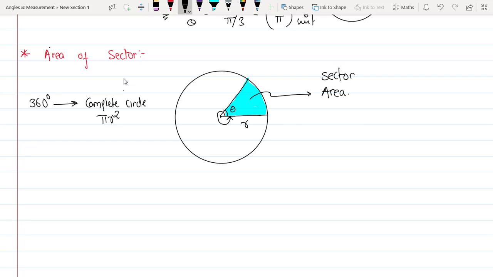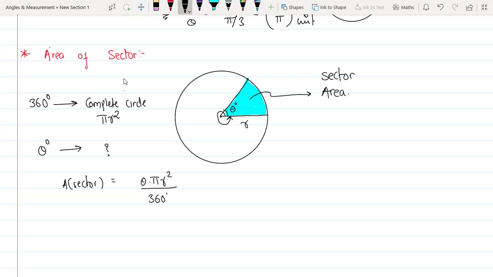Yes or no? Yes. Now if I have theta degrees, for 360 degrees the complete circle is pi r square. Then for theta degrees, how much will it be? Let's find out. So this is nothing but the area of the sector. So area of sector is equal to theta into pi r square divided by 360 degrees.